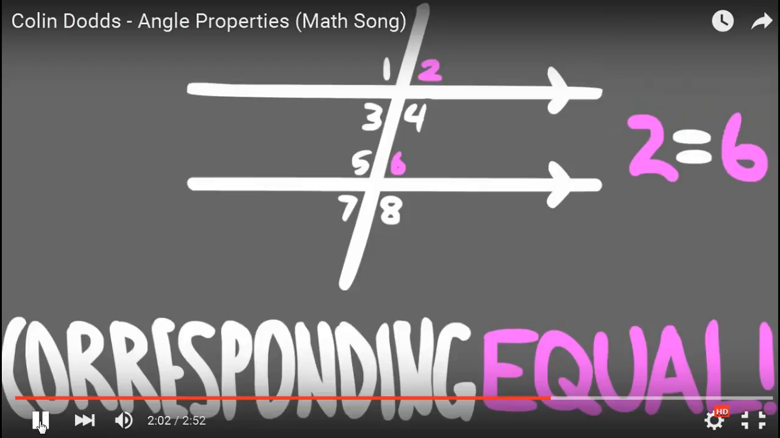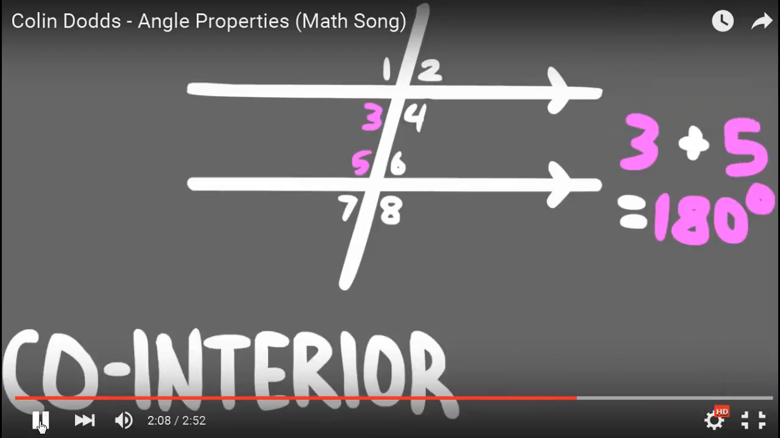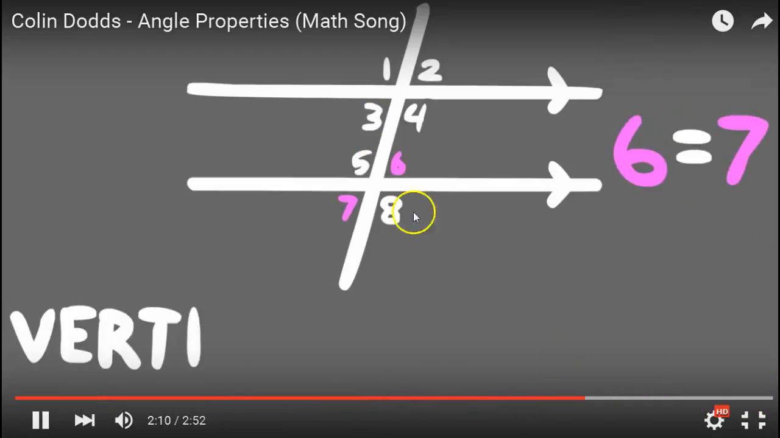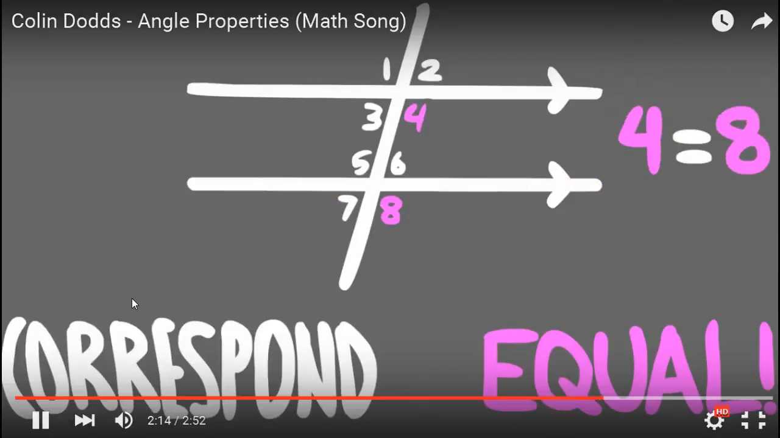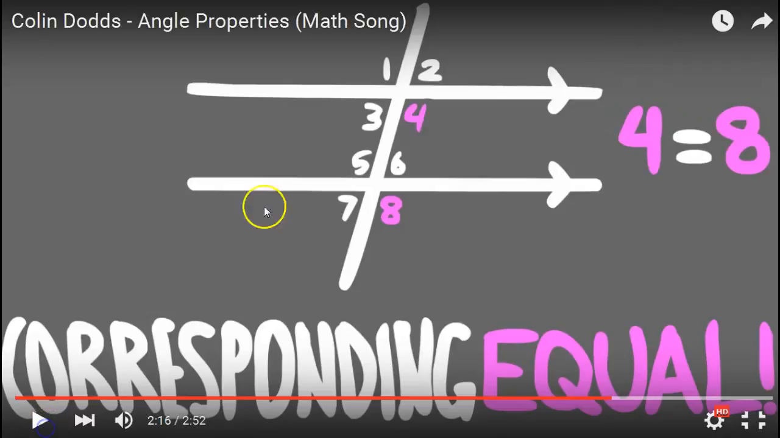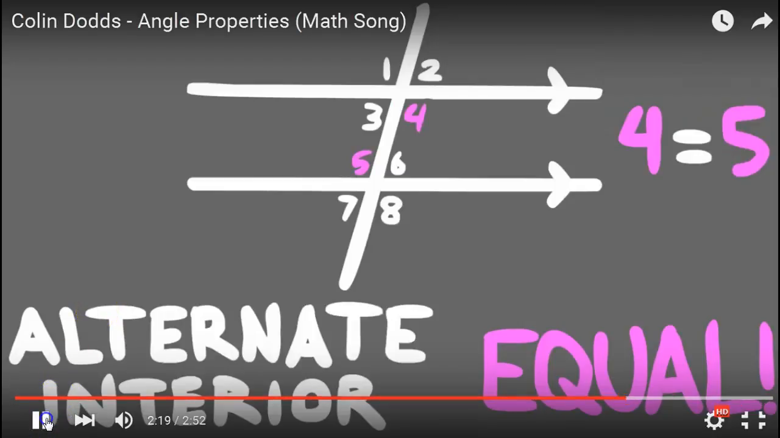Corresponding angles are equal. Again, we know that this is the same exact thing as this group here. So that means 8 and 4 are equal. Bam! Alternate interior angles are equal.